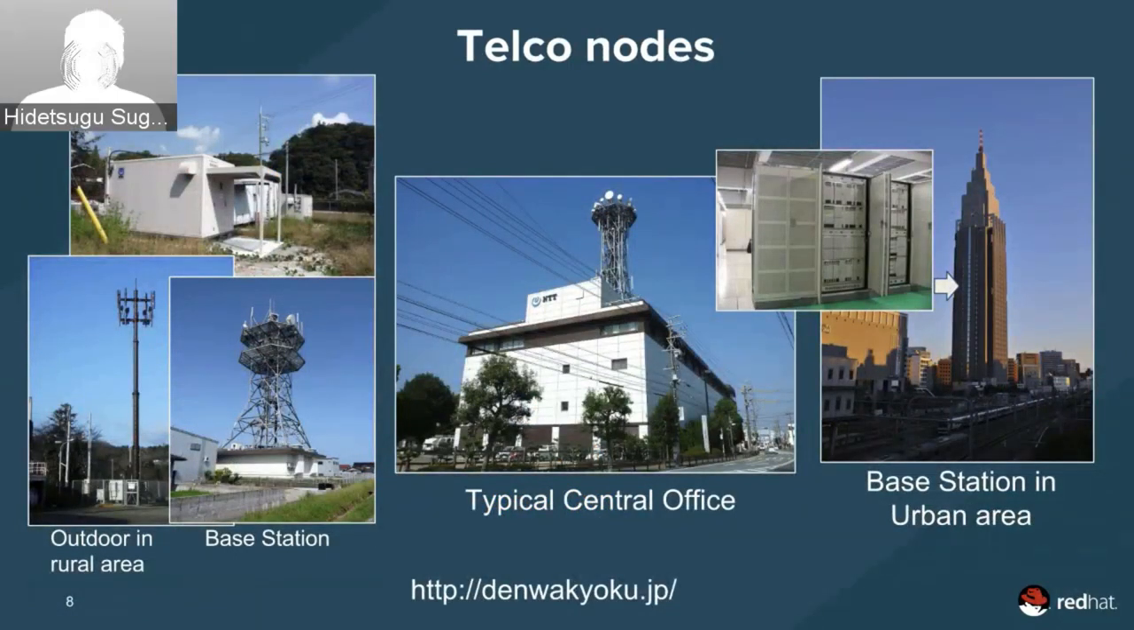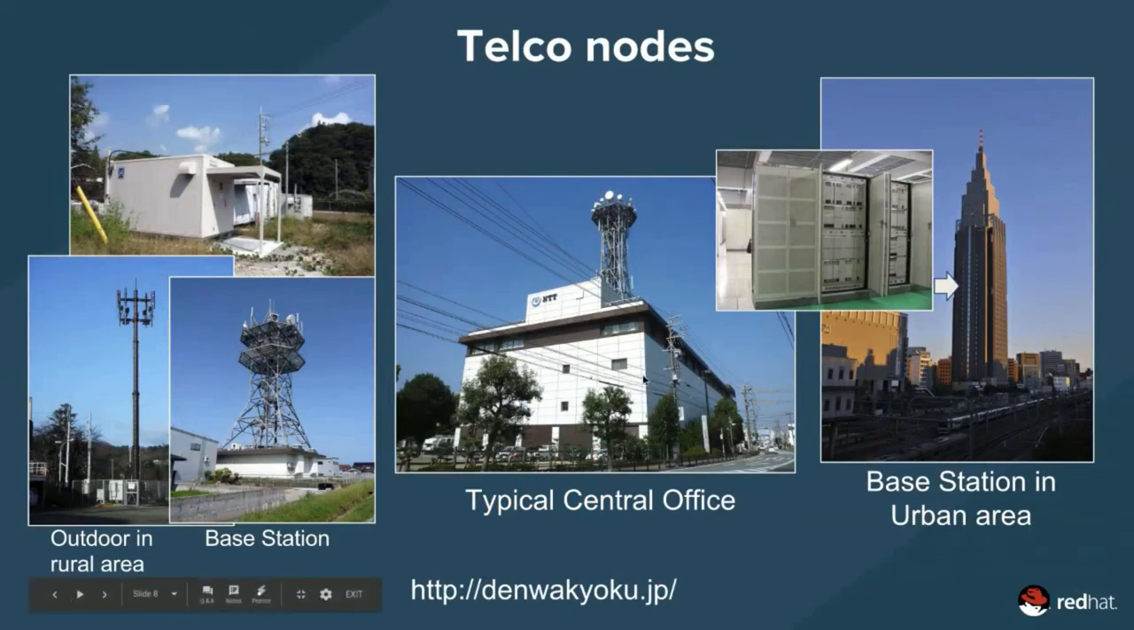The collocation space for edge computing service in the Telco Central Office is not unlimited like a big data center. It depends on the location. These are some pictures of Telco nodes posted at the website denwakyoku.jp. The primary target to develop the edge computing service is a typical central office. It is a small data center size in most cases.